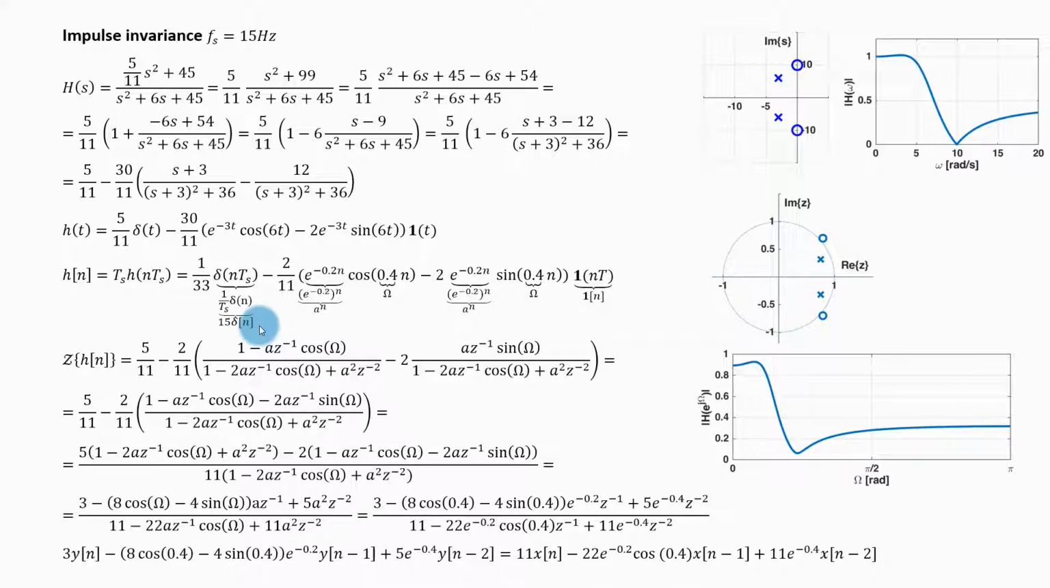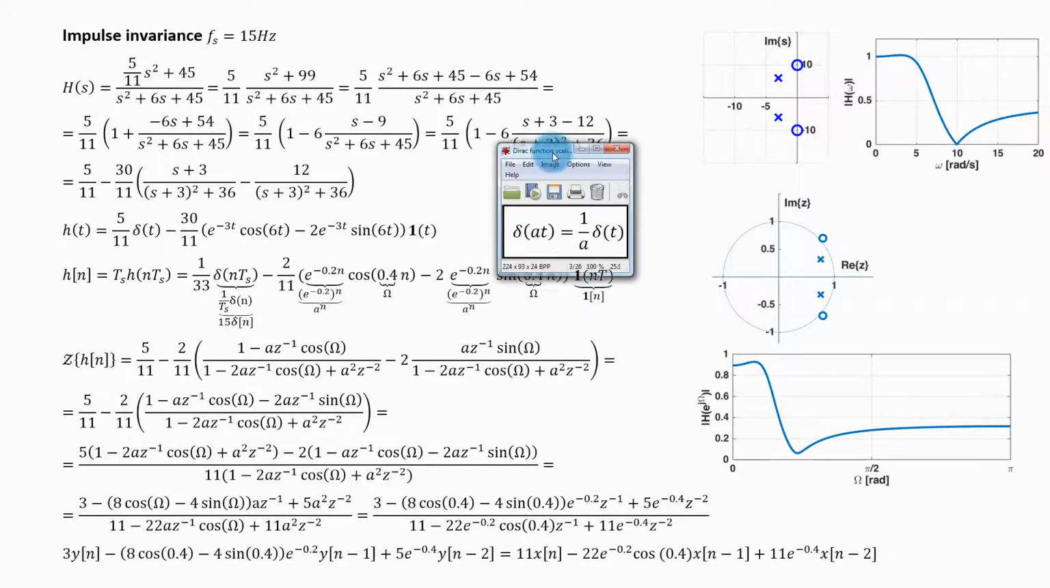But here I will use a slightly different approach. I will use this formula for the Dirac delta function. In continuous time, if you scale the time of the Dirac delta function like this, you can actually write this Dirac delta function in this form.